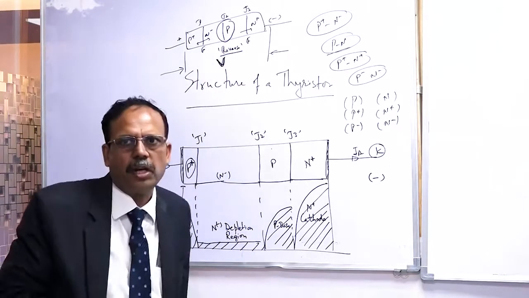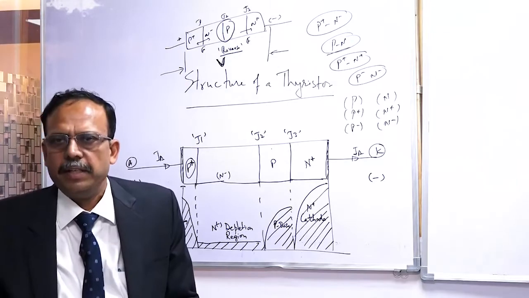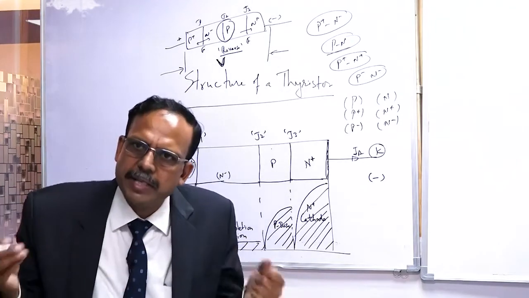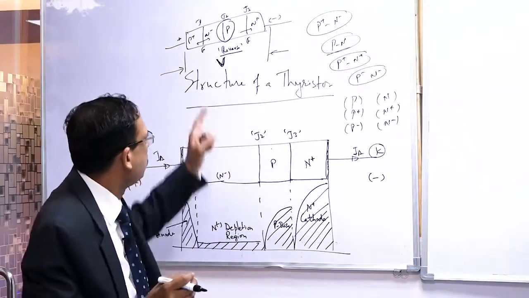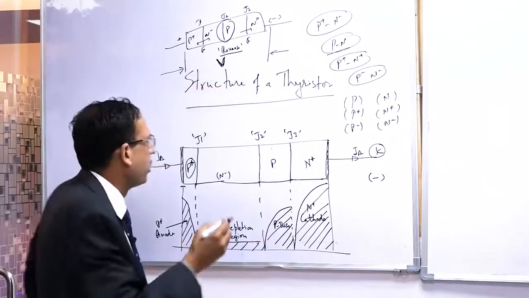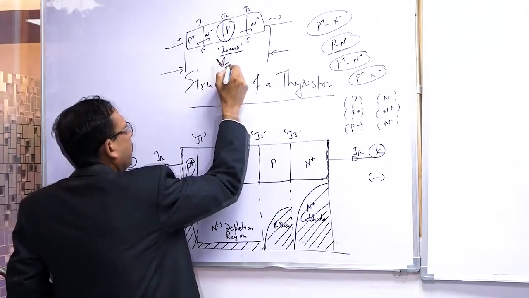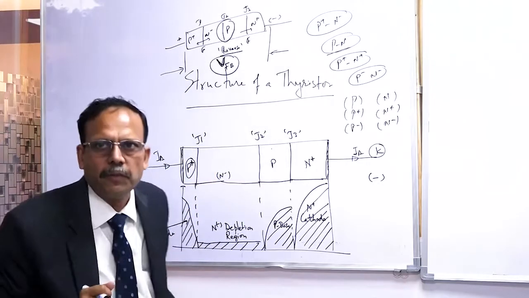What is this voltage called? Not functioning, correct. It is not going to conduct. Yes, you are right, not conducting. So this voltage is called what? Forward blocking. It is a forward voltage, no? This is called forward blocking voltage.